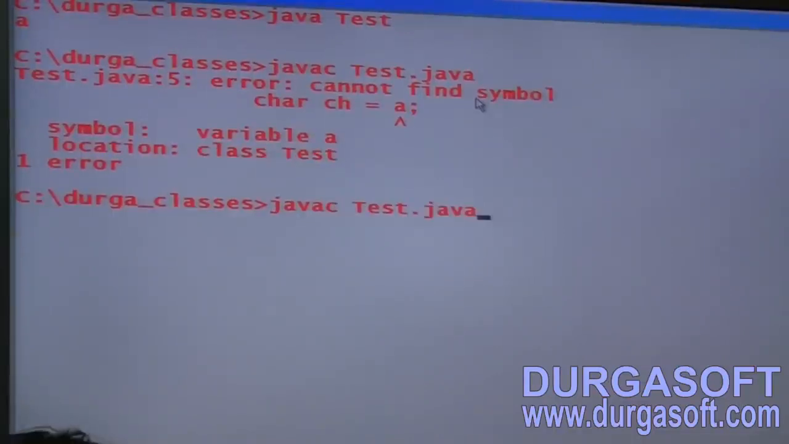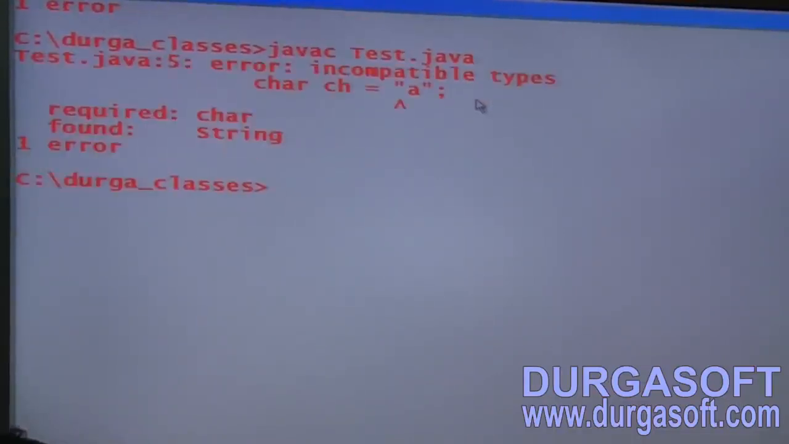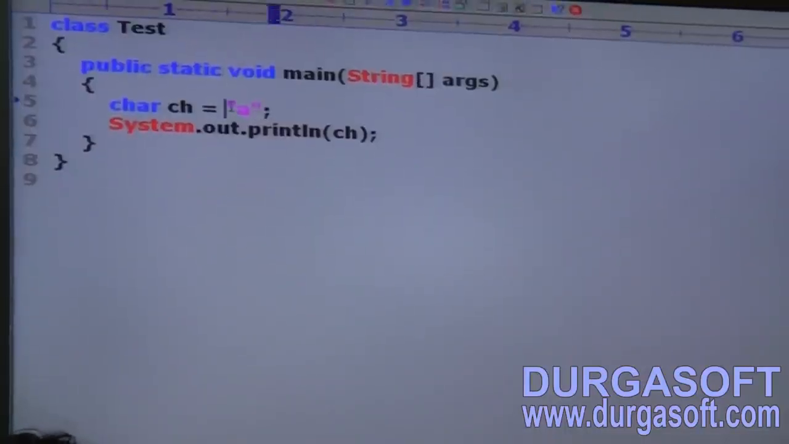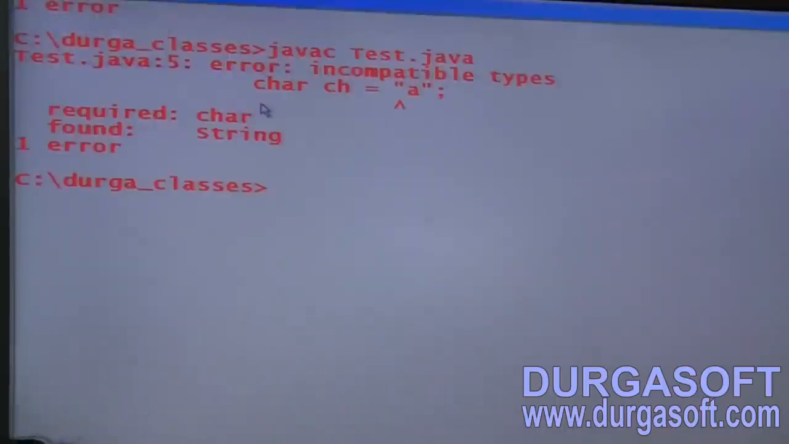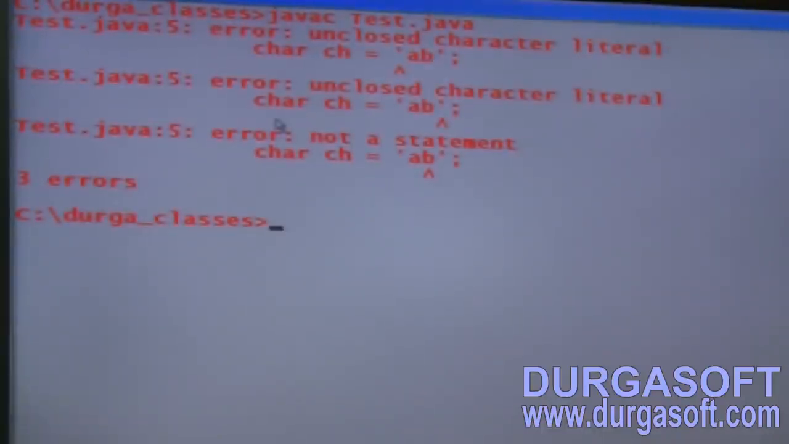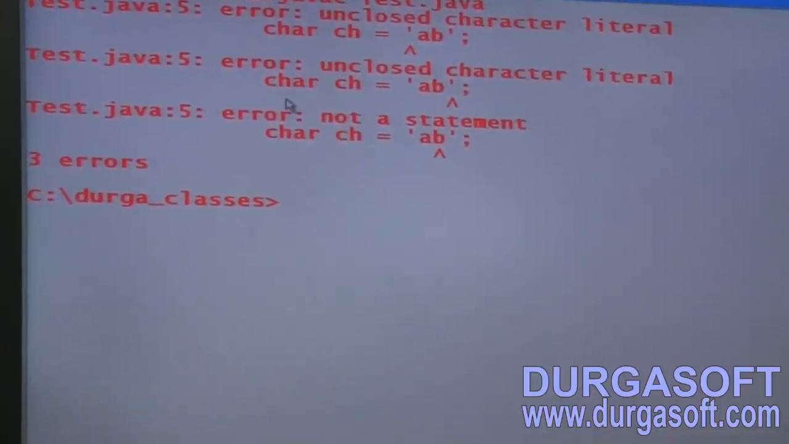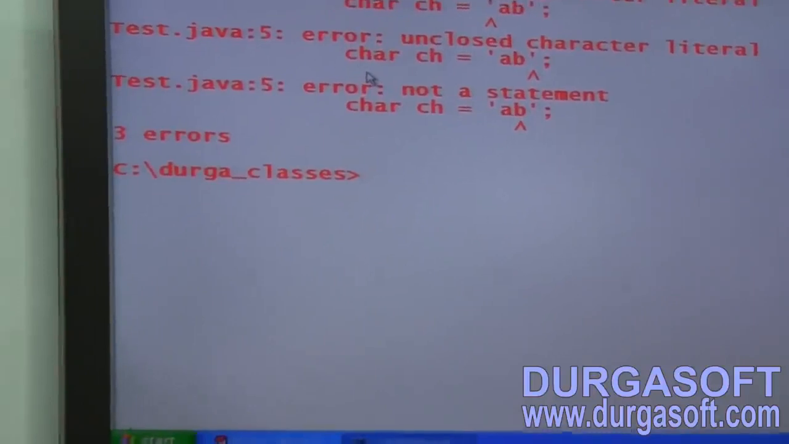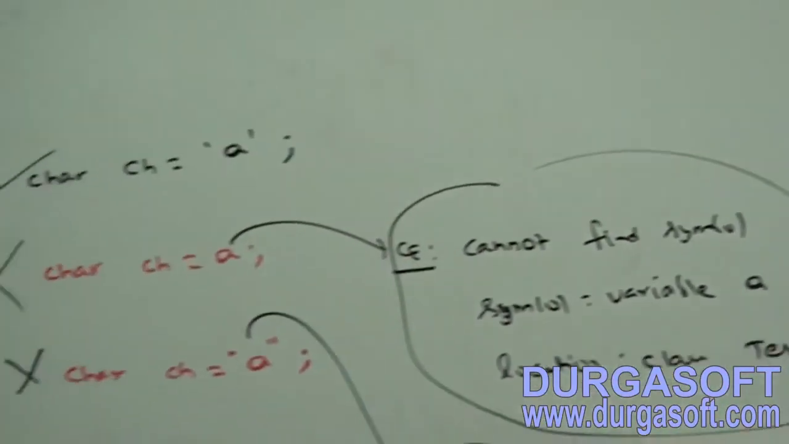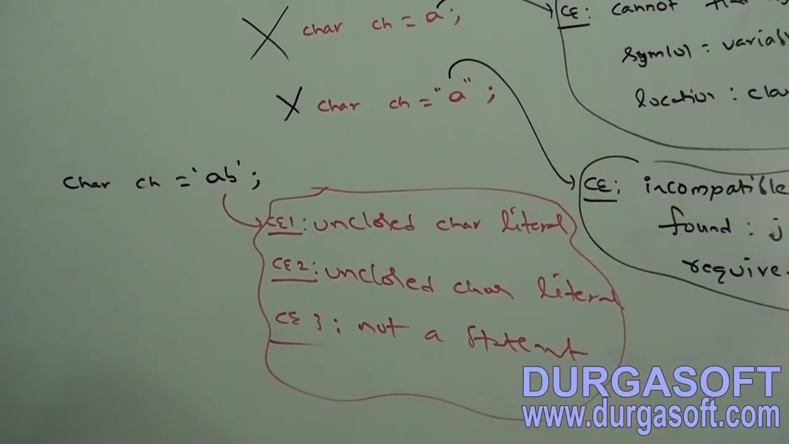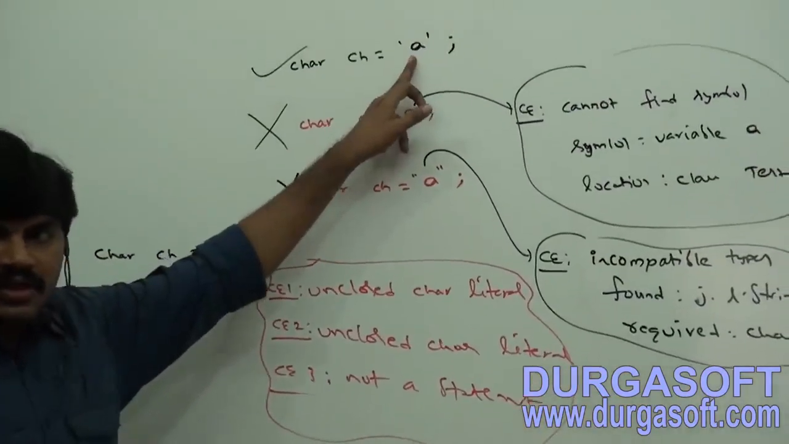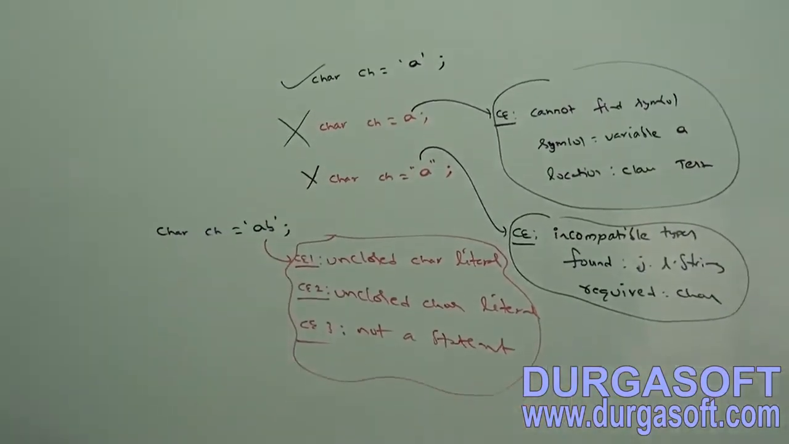Do you know what compile error we will get? Incompatible types: required char, found String. Okay, this is next. Single quotes only: 'ab' in single quotes. Now have you observed? Unclosed character literal, not a statement. Like compile errors we will get. I hope you people are aware, right? So make sure, sir, a char literal can be represented as a single character within single quotes. Okay, take all these examples.